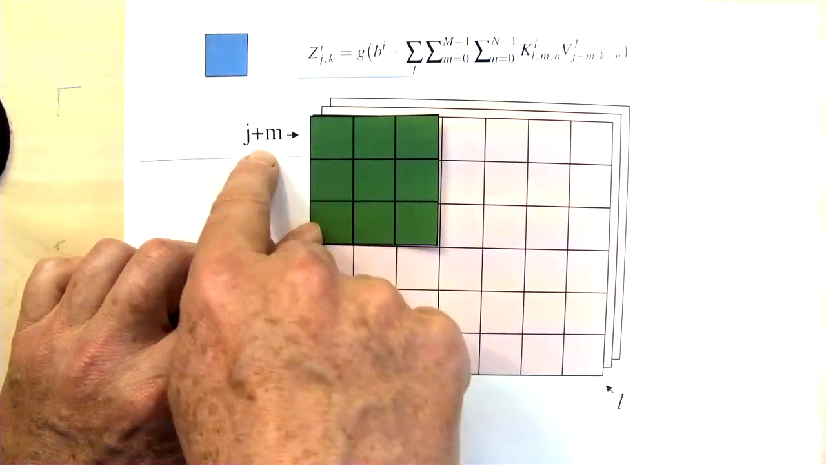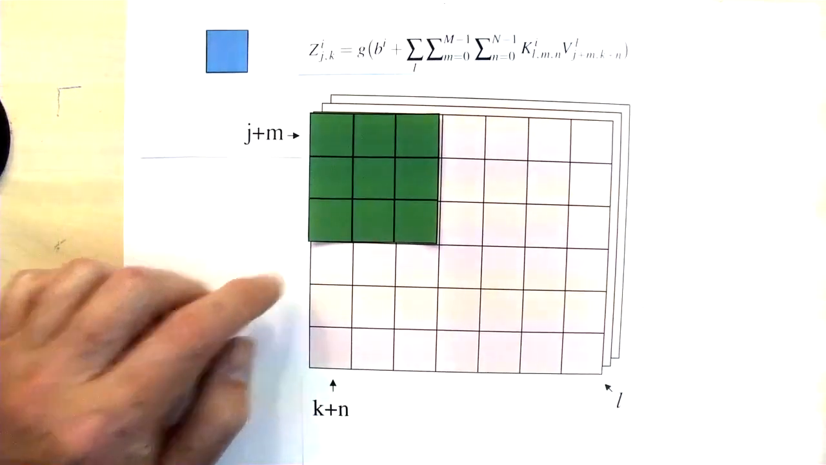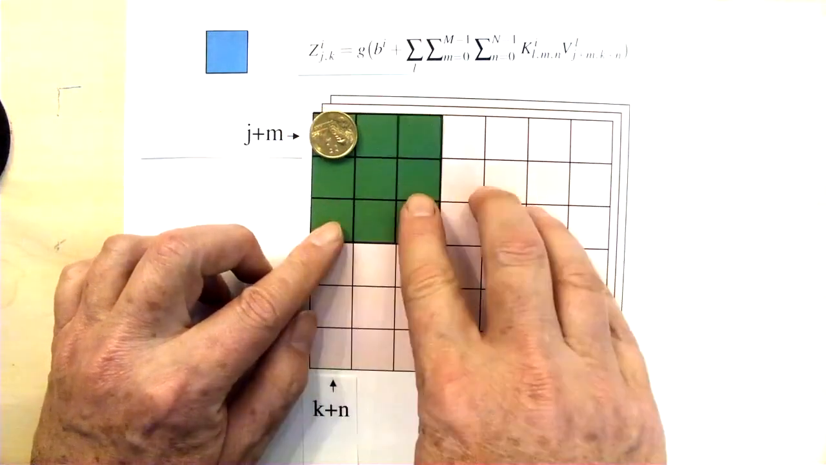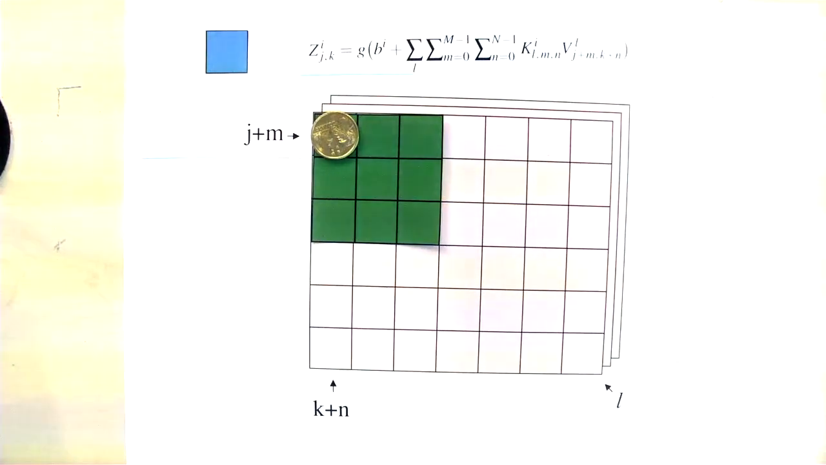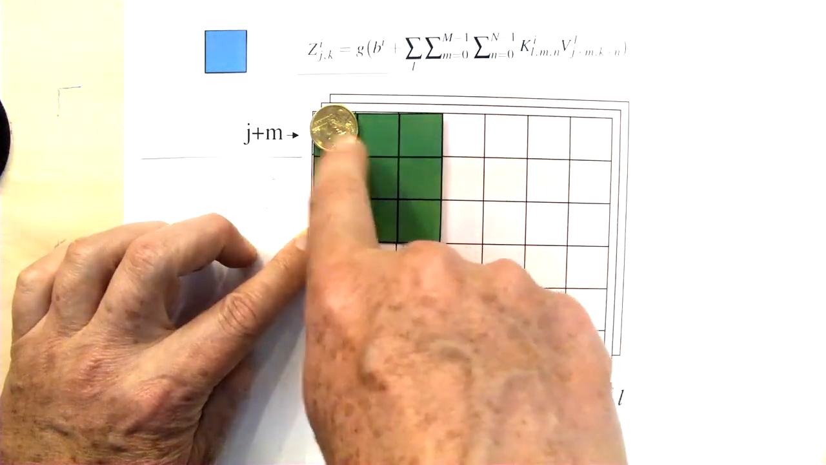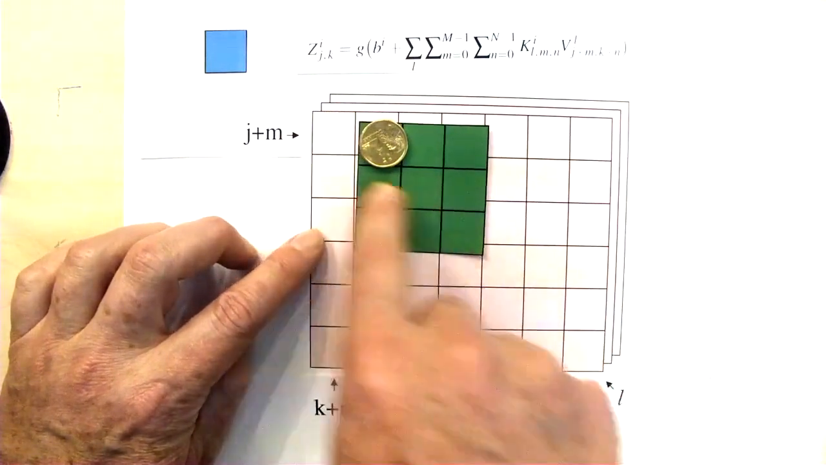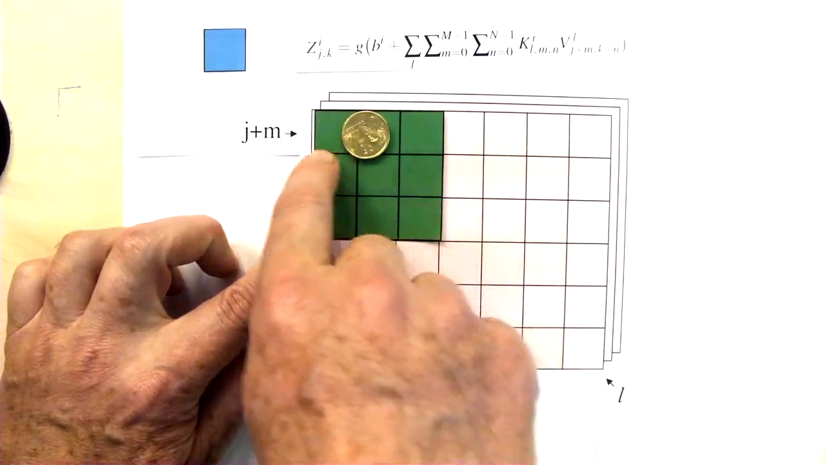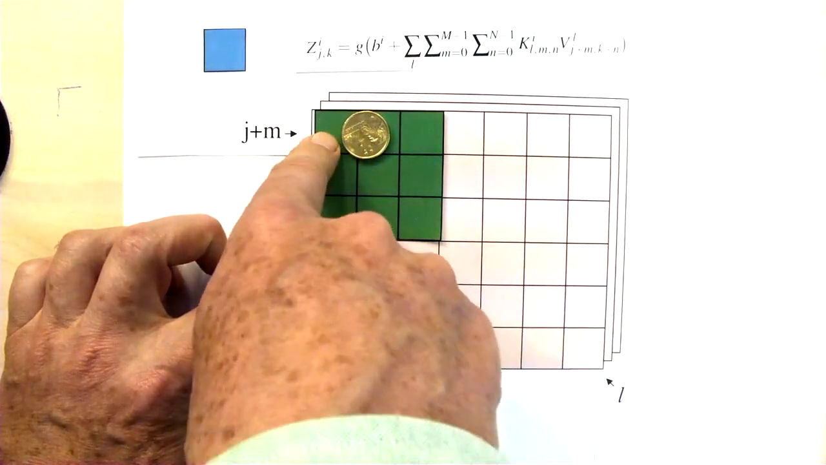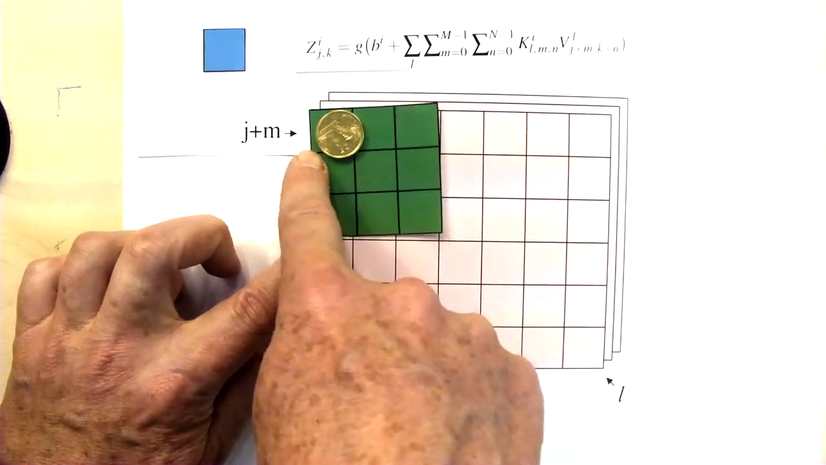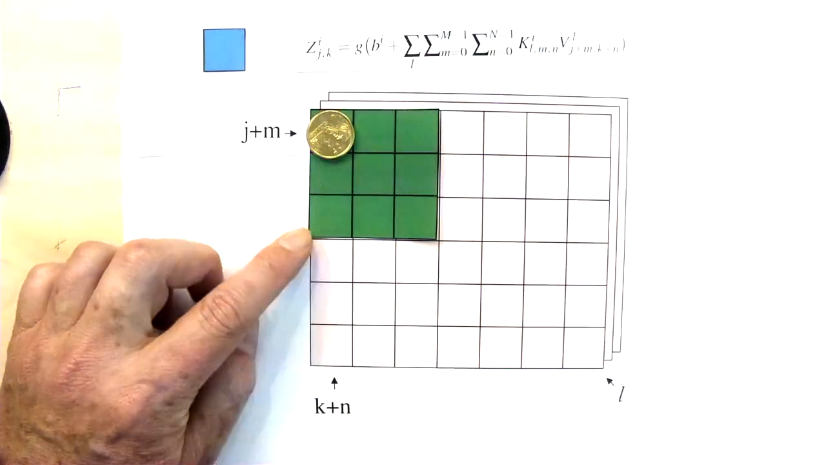So m and n start at 0, and I'm going to use a little coin here to show which thing I'm currently calculating. I take the pink value as the input, and I multiply it by a weight, and the weight is determined by this green box. So I take this input multiplied by this weight, and I add that to the sum.